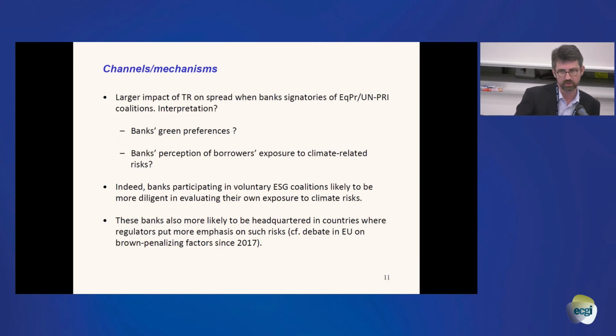And the last point is on the channels and mechanisms. You find that the transitional revenue share has a larger impact on spreads when banks have signed in some coalitions, like PRI. How can we interpret that? Does this really point at banks' green preferences, or does this point at their perception of climate risk? We may think that when a bank signs into such a coalition, it means that this bank is much more conscious of the climate risk also. So maybe you need to go further or deeper on that.